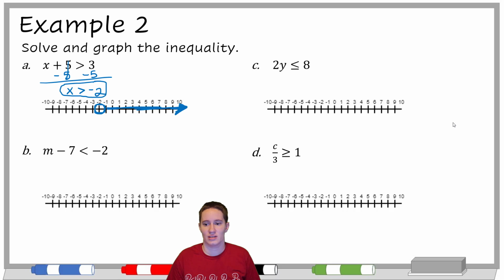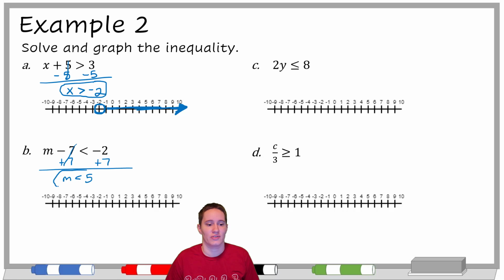All right, let's look at these next ones. So m minus 7 is less than negative 2. How do I solve that if it's an equation? I add the 7 to both sides. Plus 7 and plus 7 gives us m is less than negative 2 plus 7. Well, those are different signs, so I subtract, right? 7 minus 2. Oh, wait, that's easy. 7 minus 2 is a positive 5.